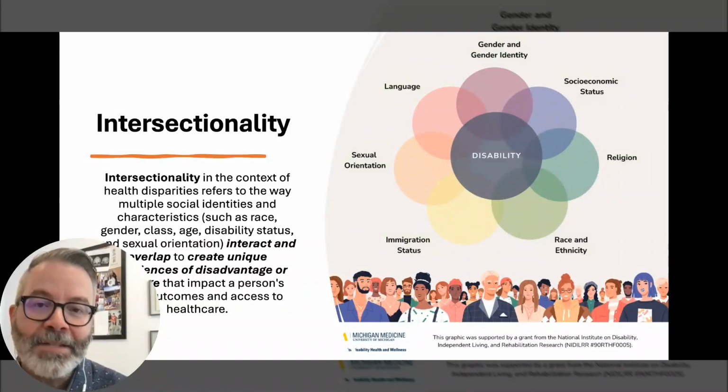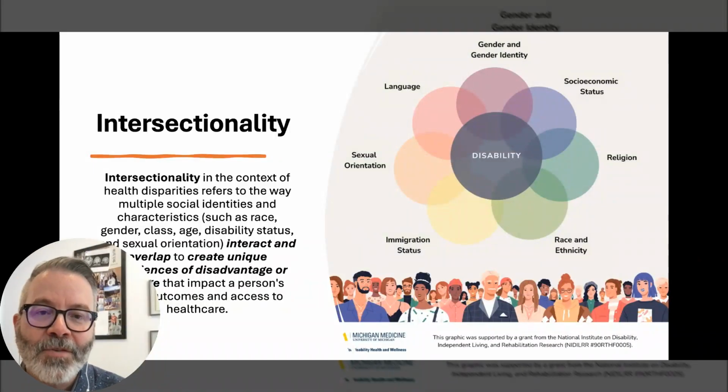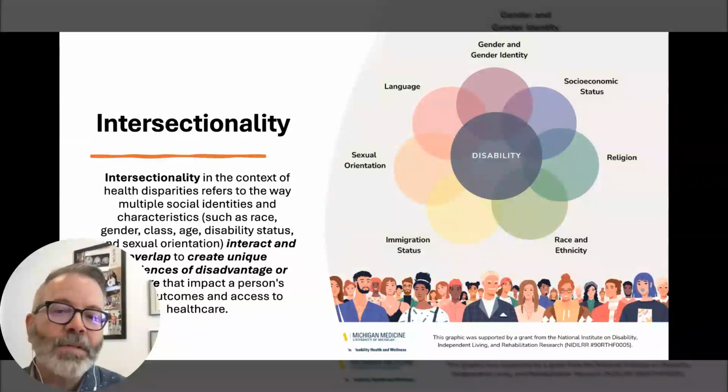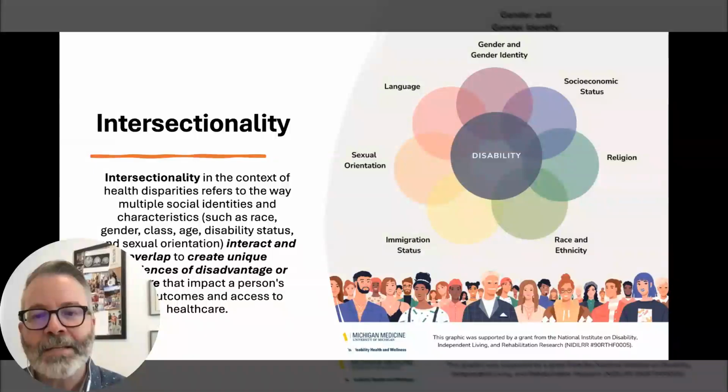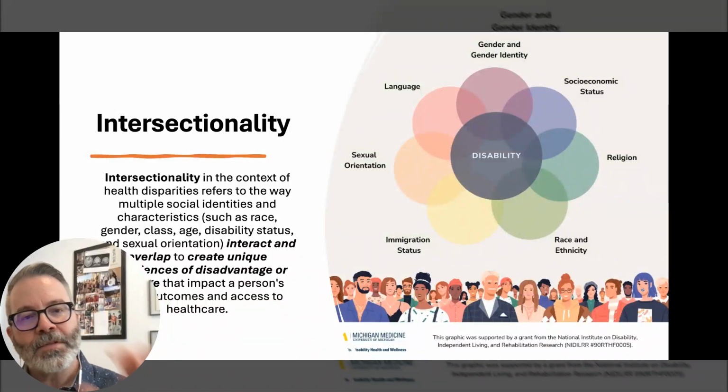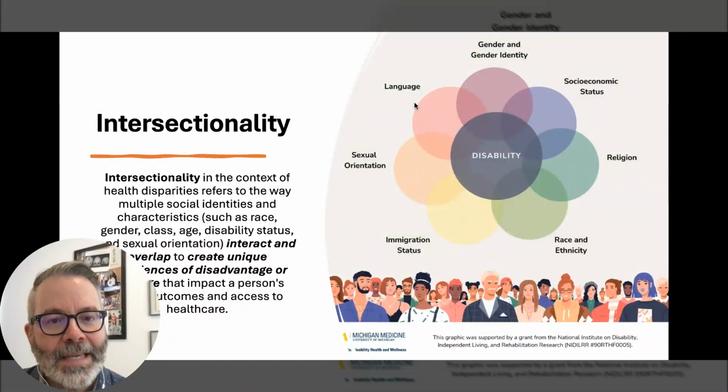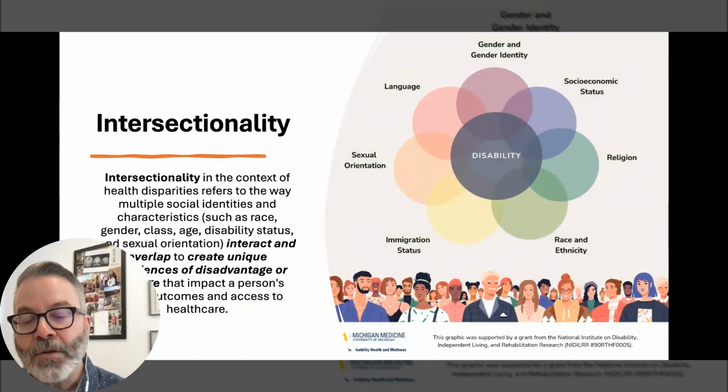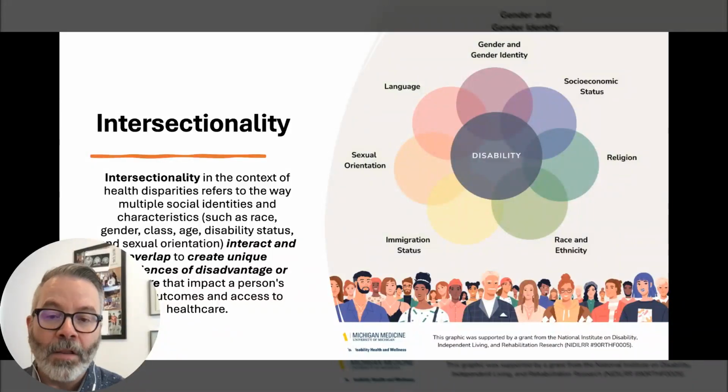That brings me to the last point in this short presentation, the importance of intersectionality. In the context of health disparities, it refers to how these multiple social identities, as you can see here around this infographic, interact and overlap to create unique experiences of disadvantage and privilege. And all of that impacts a person's health outcome and access to healthcare.